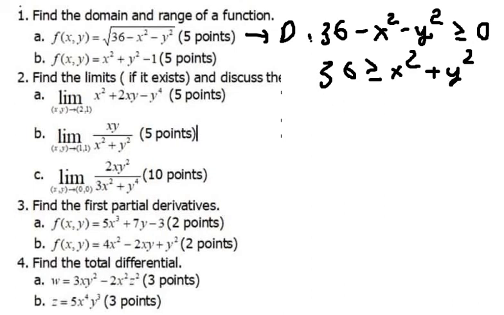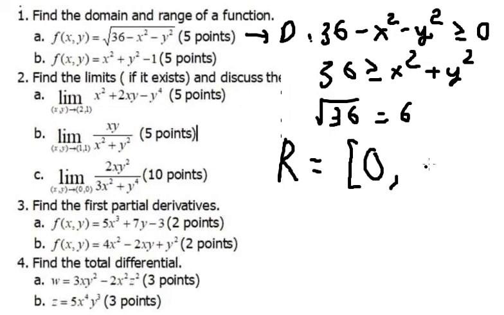Next, we know that the highest value in here is 36 when x and y go to 0. So the square root of 36, you got 6. When x squared plus y squared is equal to 36 in here, you got 0. So the range should be from 0 to 6. So this is question 1a.